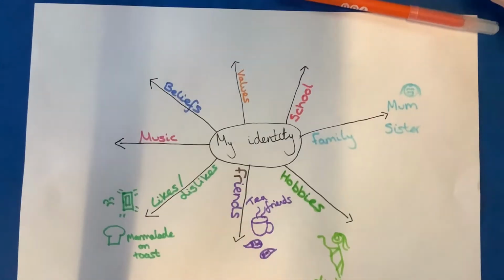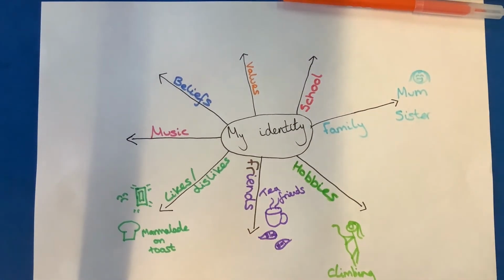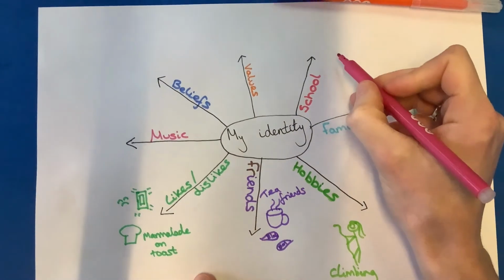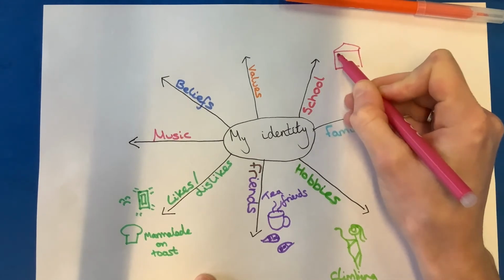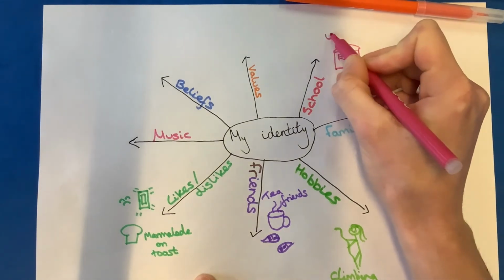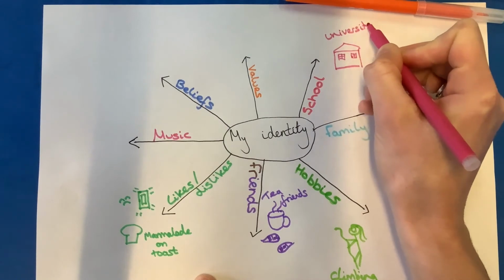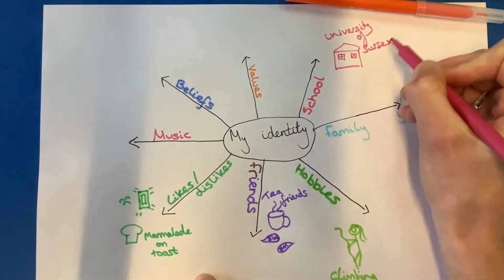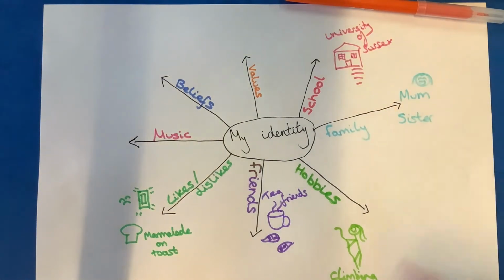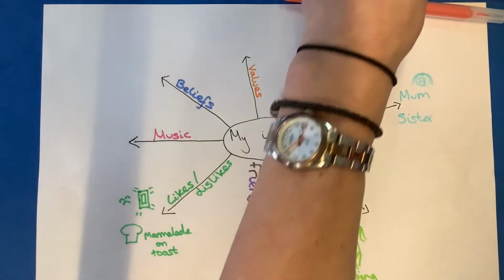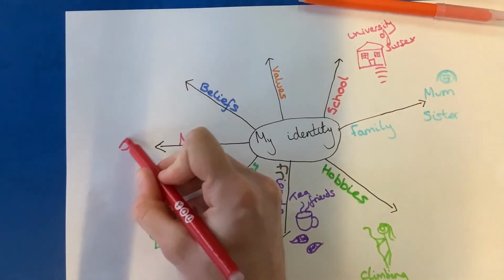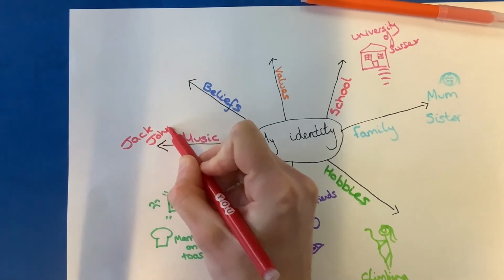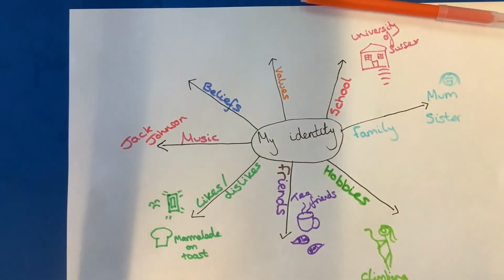And then for school, well, I go to university, but also St. Martin's. So I'm going to just do a little building and say University of Sussex. And there's my university with the steps. And music. My favourite song is by Jack Johnson, so I'm going to put him on there. And you might list some of your favourite songs or your favourite artists or your favourite types of music.